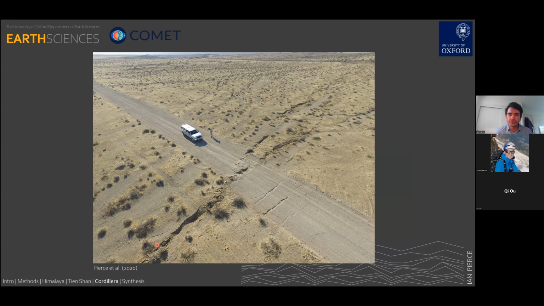A right-lateral fault forms a left-stepping en echelon pattern. The fault here produced more than a meter of right-lateral displacement, which you can see if you look at the margin of this road here, offset.